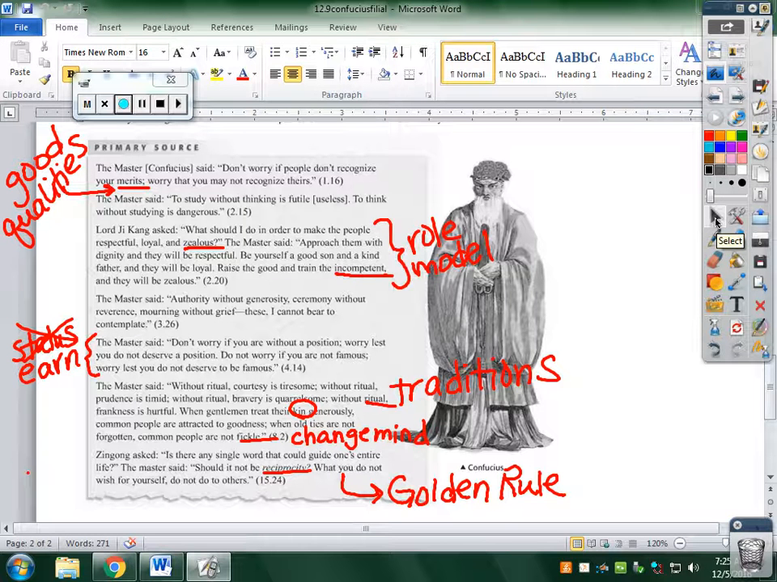Okay, so go ahead and answer the questions about the document and be ready to hand your homework in later in the week.